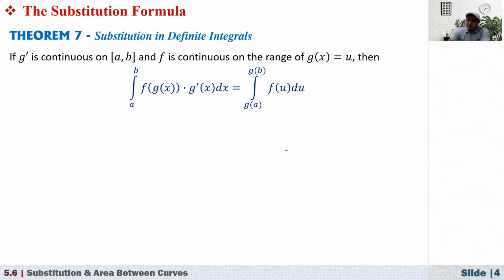If g prime is continuous, because see here inside this integral we have g prime, that's why we need this condition on a closed interval [a, b], and the function f is continuous on the range of g, where g of x equals u. Why? Because if you look at this function f here, its input values are the output values of the g function, right? And that's why we are saying on the range of g of x. Then this integral is equal to the integral from g of a to g of b of f of u du.